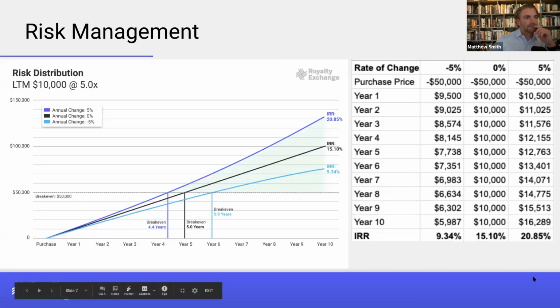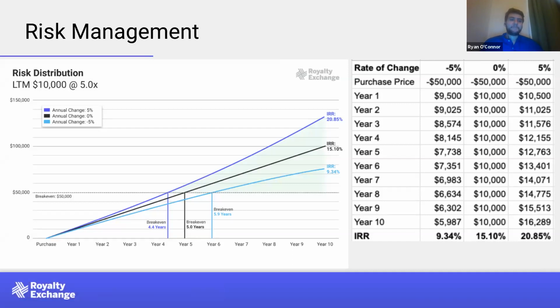Ryan, do you want to talk about this a little bit? Yeah, certainly. You might have seen this on a previous webinar, but this is a kind of risk management or return distribution chart, and it shows your outcomes. This example is a hypothetical catalog that earned $10,000 in the last year, and an investor is looking to purchase it for around 5 times. This example would be for a 10-year term deal, which I believe the non-all access members will have the option to buy.